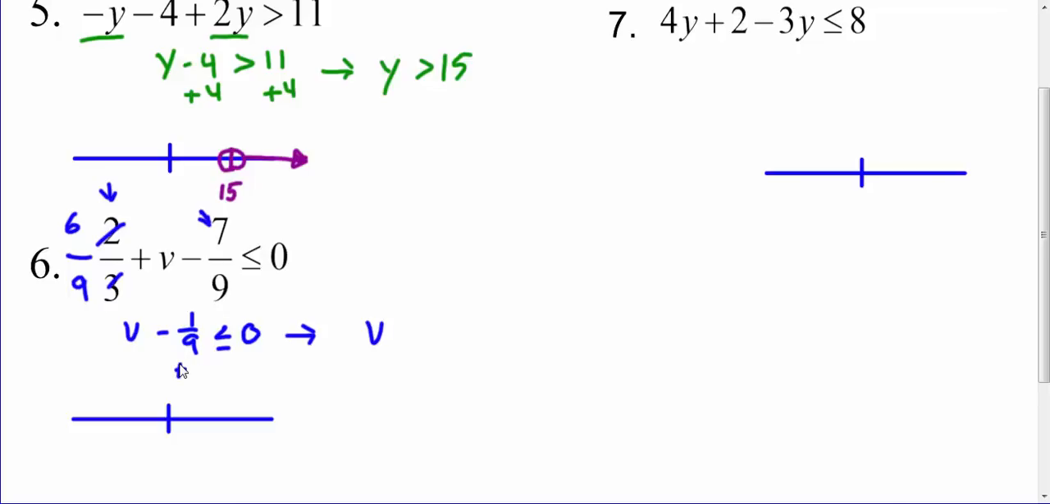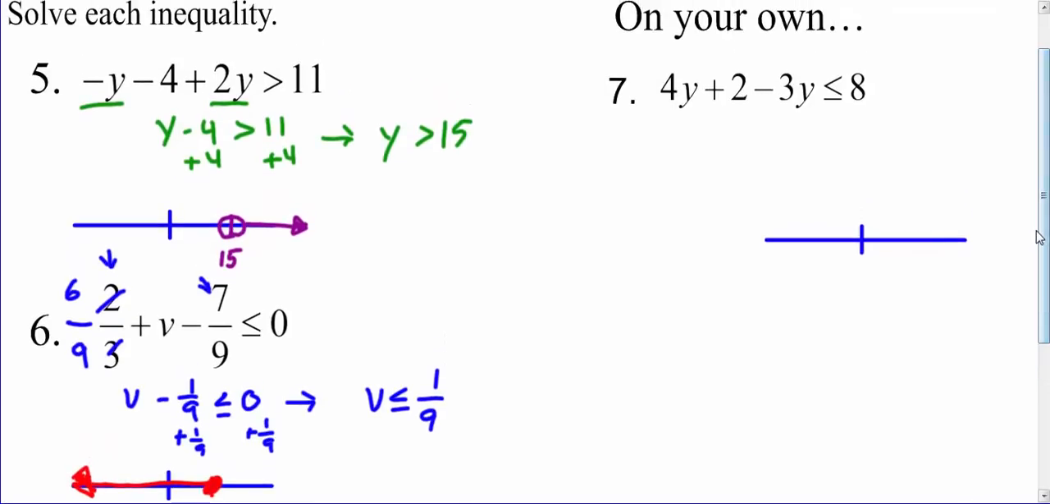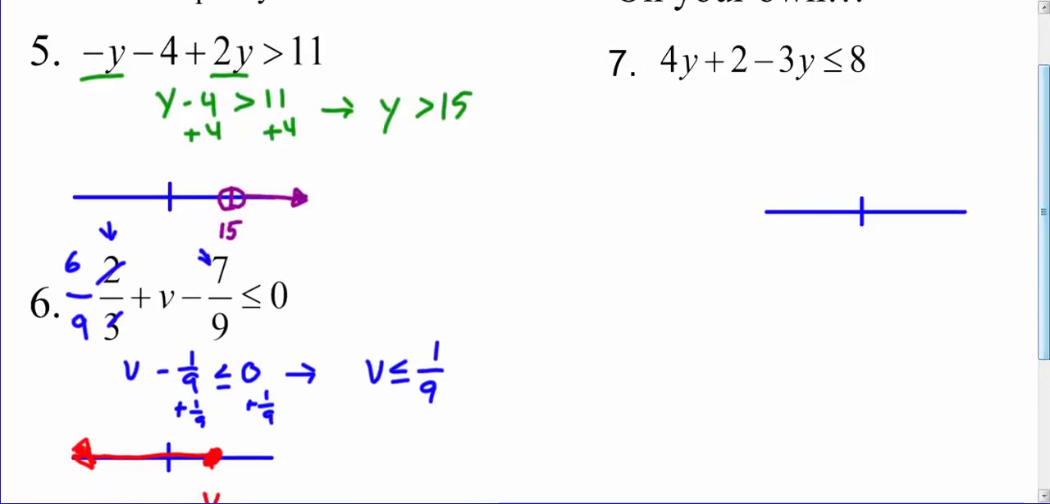And again, I'm going to scoot over here to the right so I have a little more space. We need to add 1/9 to each side. And v is less than or equal to 1/9. Now again, we're just going to pick where we want 1/9 to be. I'm going to put it there. I don't really need to jam it up close to 0. It really doesn't matter. We're determining the scale. So draw it as you wish. And it should look something like that. Alright, let's pause again, and you guys do number 7 on your own.